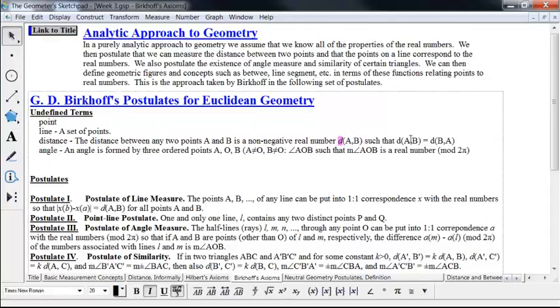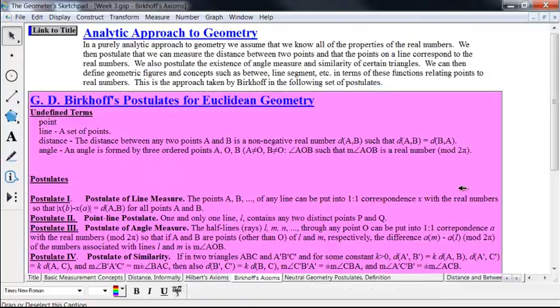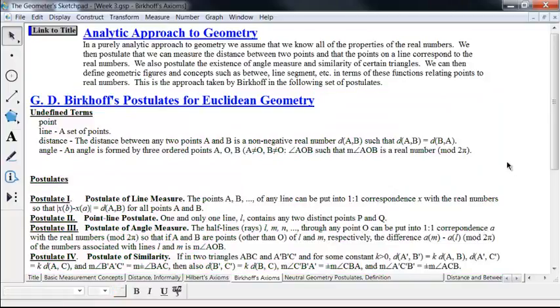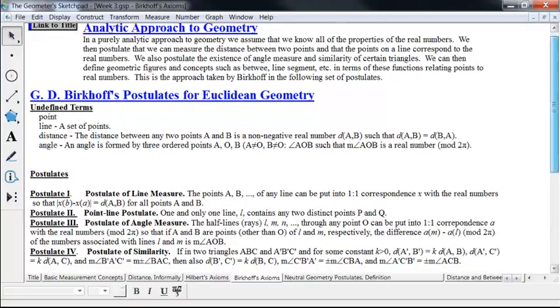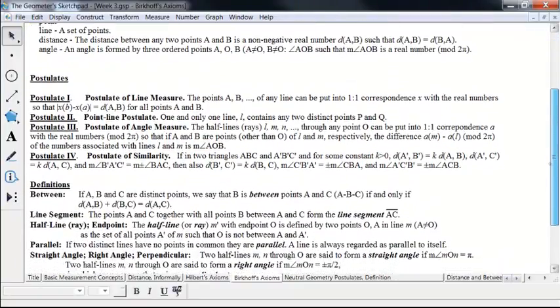D, such that the distance from A to B is the same as the distance from B to A. That's not really made explicit below, but it's assumed below. But we could include that with postulate 1 if we wanted to. And we do talk about an angle being formed by real numbers, and that there is an angle measure associated with that, and we could throw that in with postulate number 3. But we have a line as a set of points, and a point and line then basically are our undefined terms.